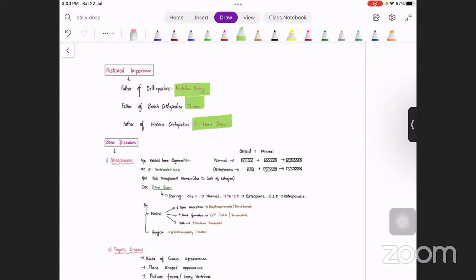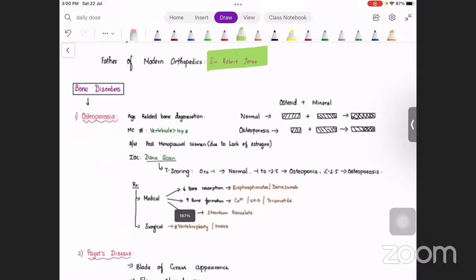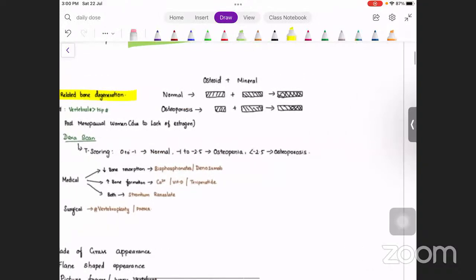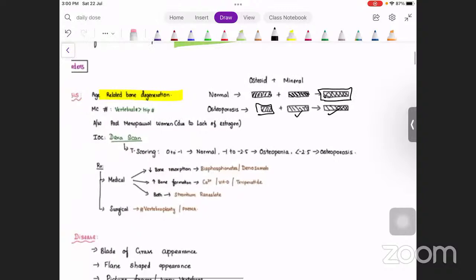Apart from that, you have bone disorders. The very first one we are going to talk about in orthopedics is bone disorders, and the first is osteoporosis, which is age-related bone degeneration. For normal tissue, you have the osteoid component followed by the mineral component, and they fuse together properly. But in osteoporosis, the osteoid component will be very much less, while the minerals will be normal. So overall, the bone density will decrease.